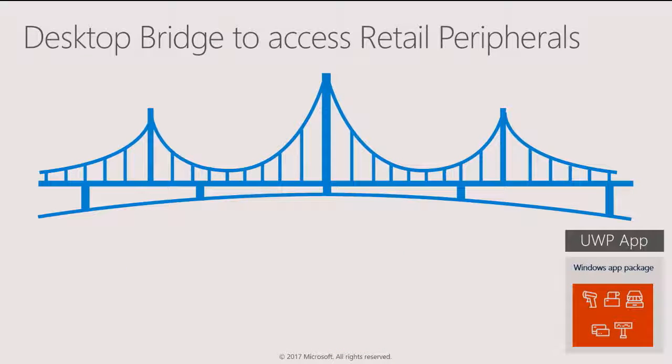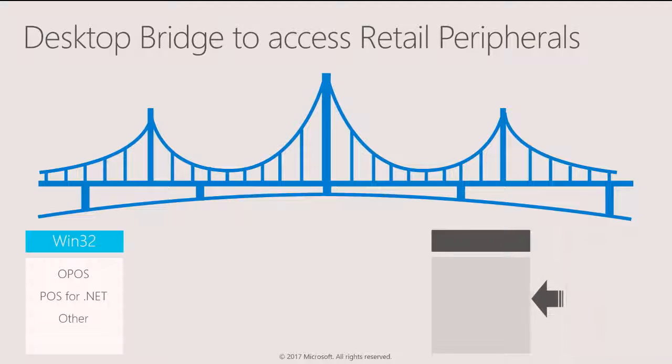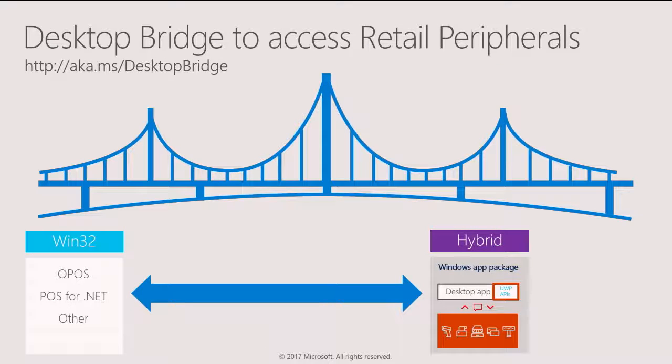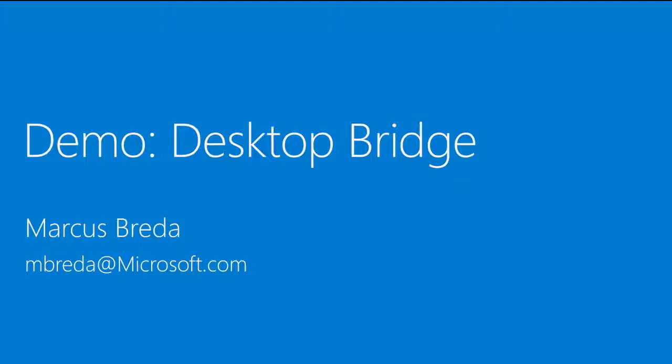Therefore, if you have a UWP application and you need to access peripherals that are not yet supported on UWP, you can actually move the opposite direction on the desktop bridge and add a Win32 process to your UWP application. The Win32 process of this hybrid application can then access peripherals through OPOS or POS for .NET, just like any Win32 application would. Marcus, can you show us how this works?